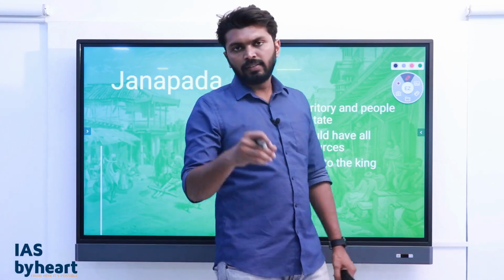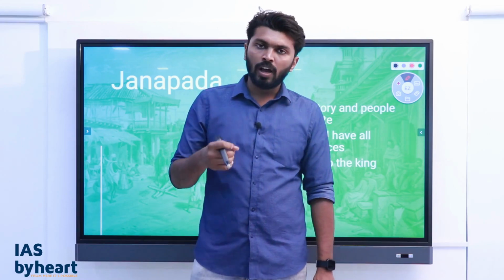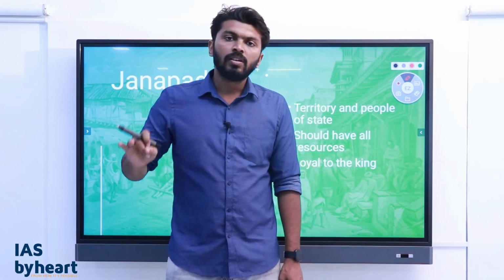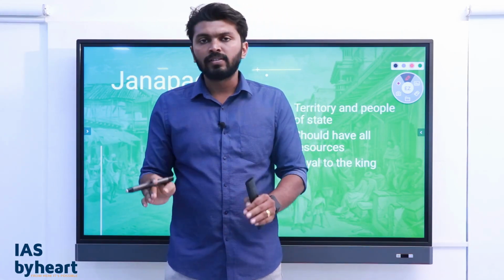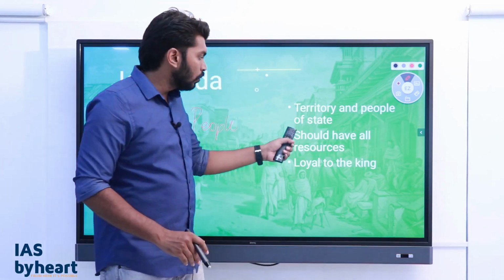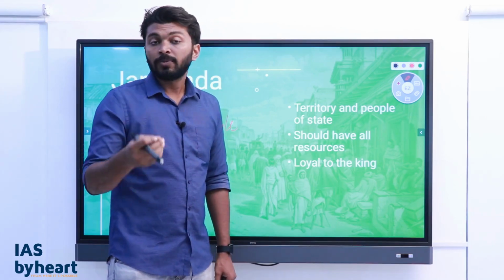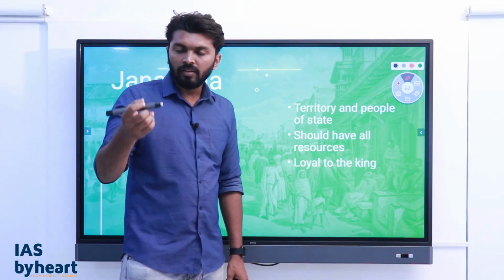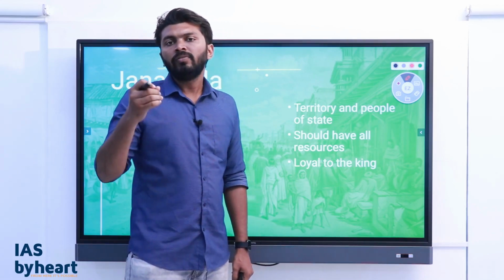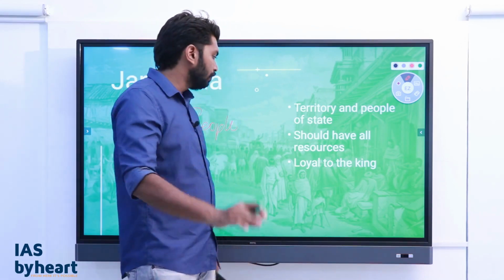This country, this territory should have all resources, in the sense it should have forests, it should have rivers, it should have seas, it should have deserts, it should have minerals, it should have animals. So these are the resources that Chanakya expects in a country. Only then will that country be a prosperous country. Only with a prosperous country can a king be powerful, a country can be powerful.